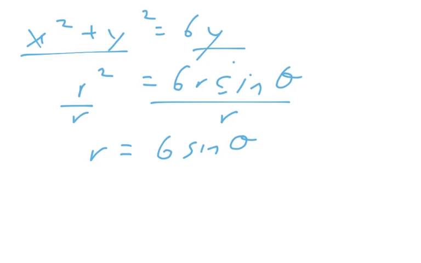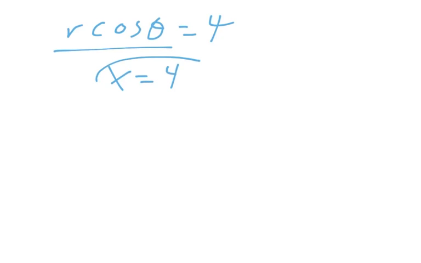And finally, for this video, if we have r cosine theta equals 4, well, this is the same thing as x, so x equals 4. My next video will do 21 through 30.